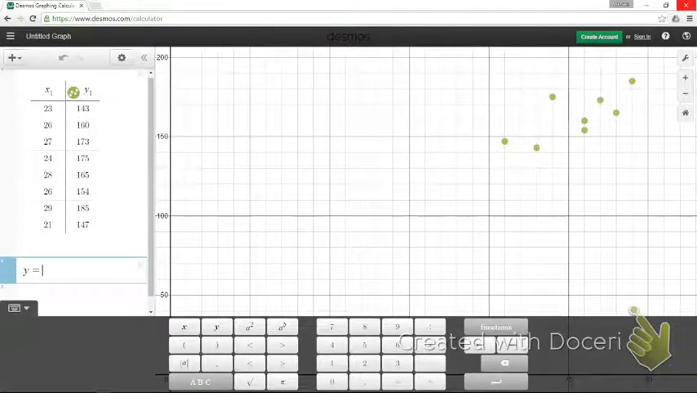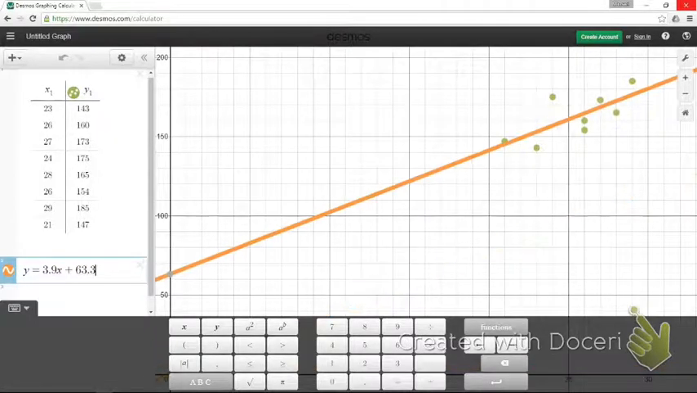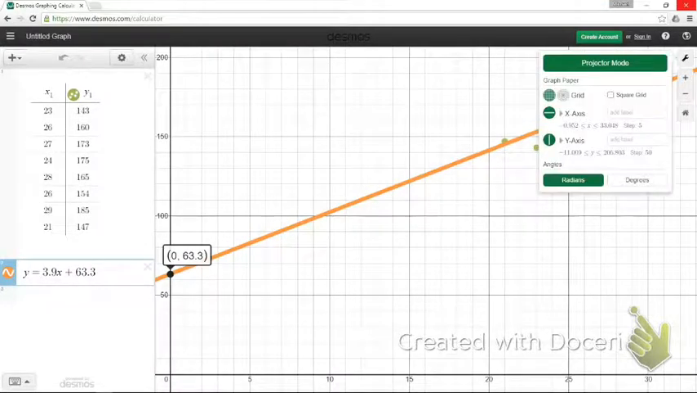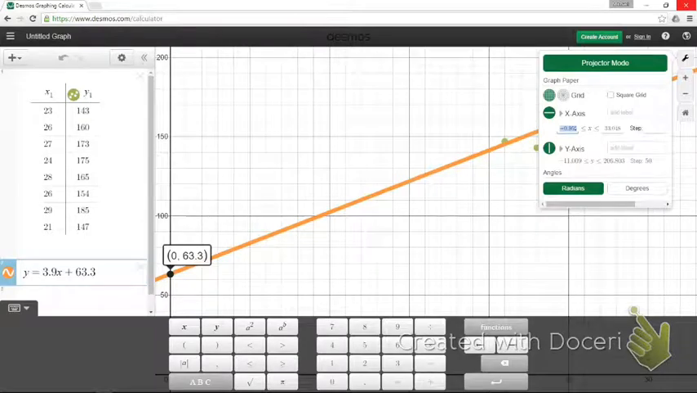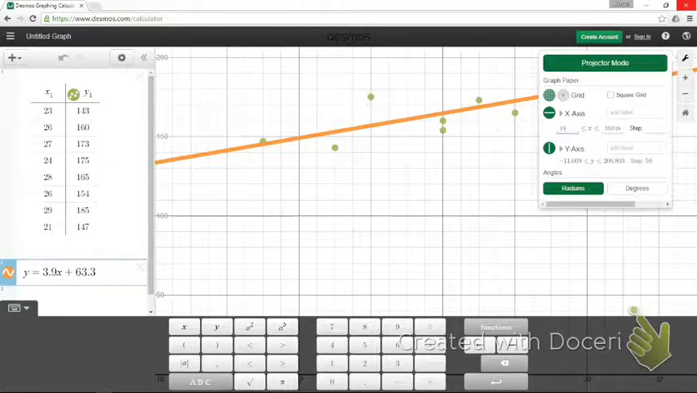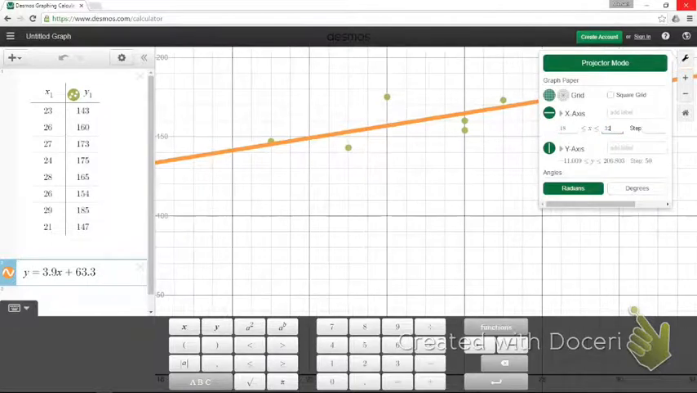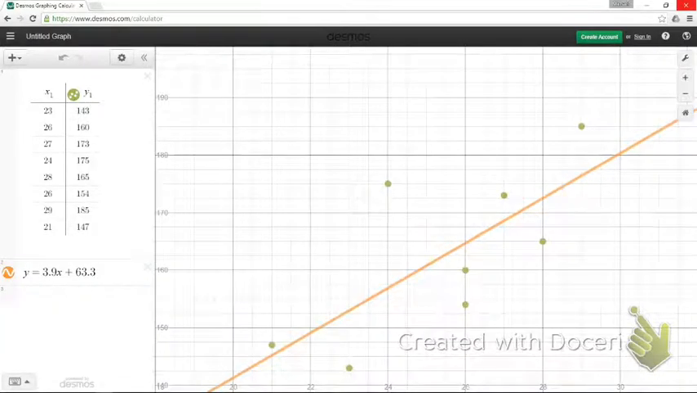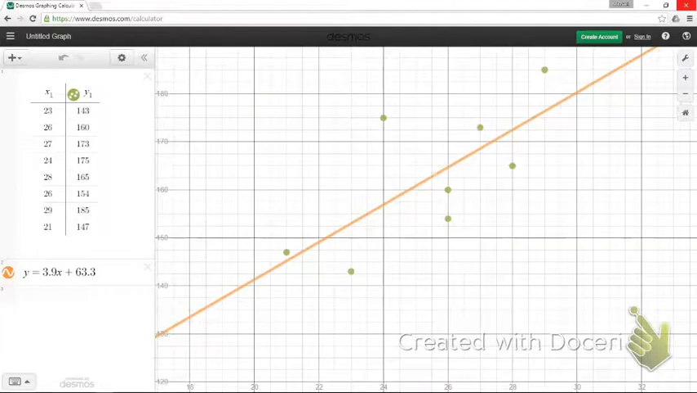It's going to be y equals 3.9x plus 63.3. Okay, so there it is. So you can kind of tell what it looks like going through. That's the y-intercept down over here at 63.3. And now I'm going to change my window so that I can kind of see it a little better. I'm going to change it to pretty much what we have on our handout. So we're going to go from 18 to about 32. And I believe the y-axis is like 140 to about 200. 120? Let me check. Yeah, there we go. That's about what we've got.